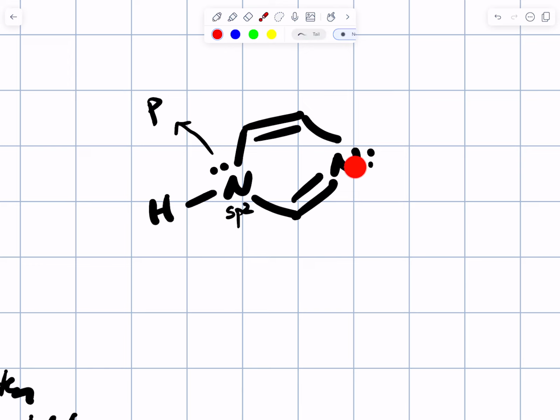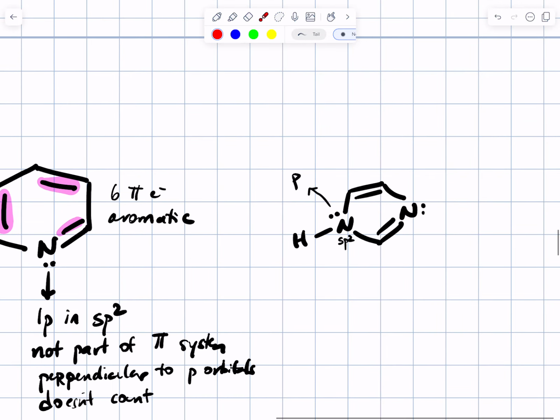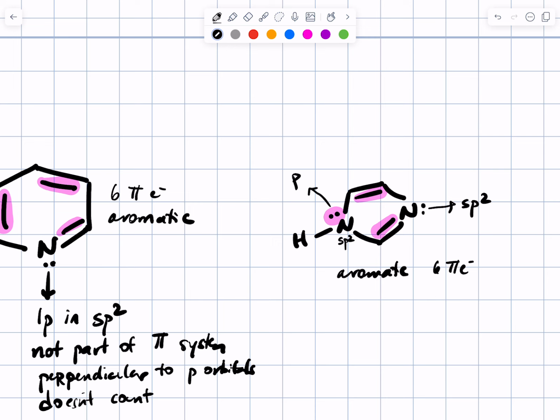What about this one? That's the same situation we saw over here in pyridine. You've got a nitrogen that's sp2 hybridized, and the p orbital's already taken up with this pi bond. The conclusion is that that lone pair is in an sp2 orbital. Therefore, 2, 4, 6, this molecule is aromatic because it's got 6 pi electrons. It is cyclic, fully conjugated, and has the right number of electrons.